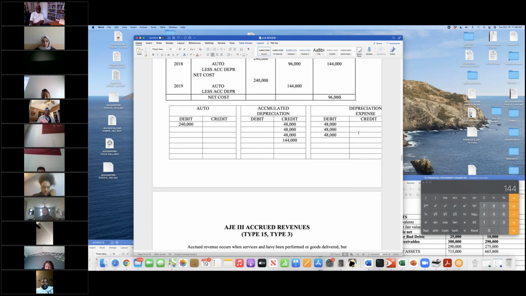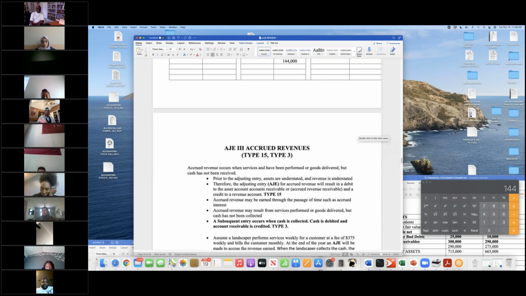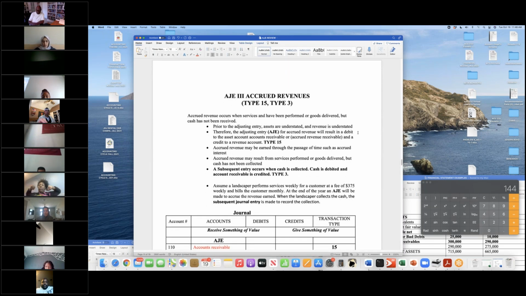Let's move on to these last two adjusting entries. AJE 3 is accrued revenue. And guess what? You've been making this journal entry since day one. At the end of the year, it's an adjusting entry, but it's a type 15 and a type 3.